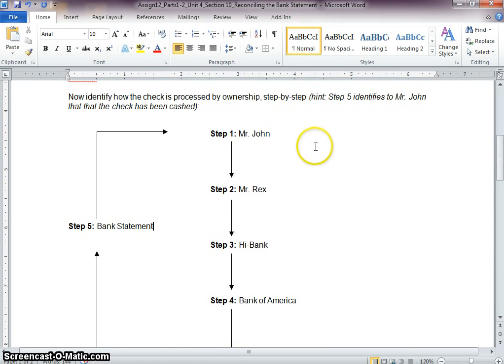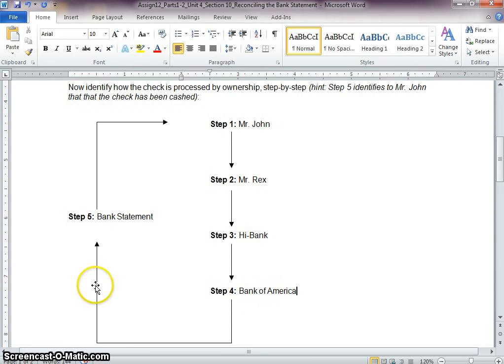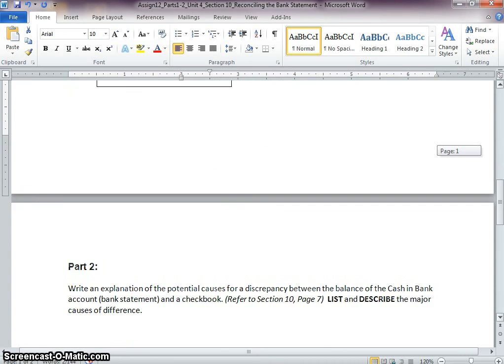Again, it's just identifying the process of the check. Mr. John wrote the check. He then gave it to Mr. Rex, who then cashed the check at his bank, who then forwarded that check on to Mr. John's bank saying, hey, give us some money so we can pay our customer. And then it is recorded onto a bank statement for Mr. John to notify him that the check has gone through. So that's the entire process.